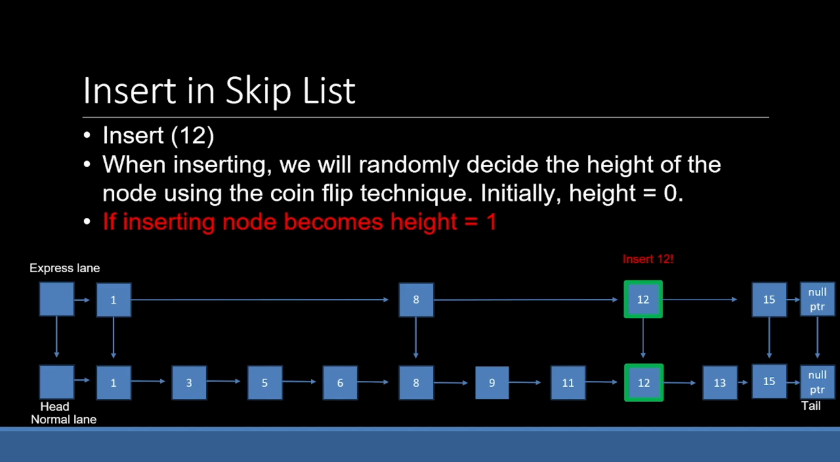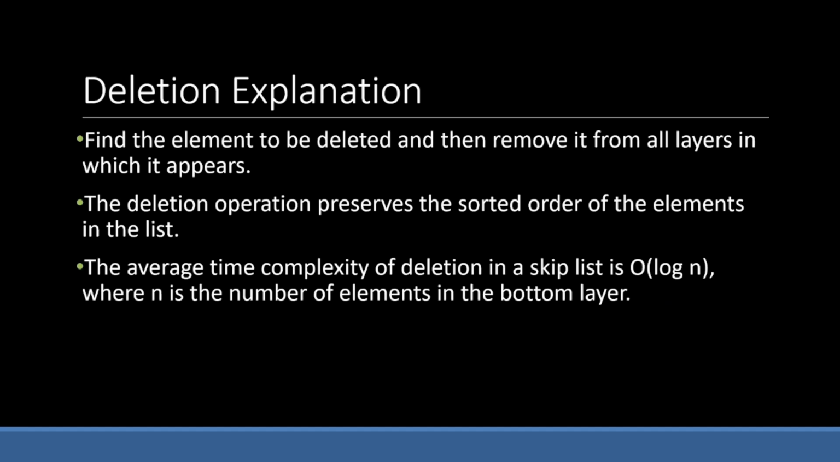Next, let's talk about deletion. First, we find the element we're going to delete, like we did in search. Then we remove that target node and delete it from all layers. Third, the list needs to maintain a sorted order, and at the end, the average time complexity of deletion in the skip list is O(log n).